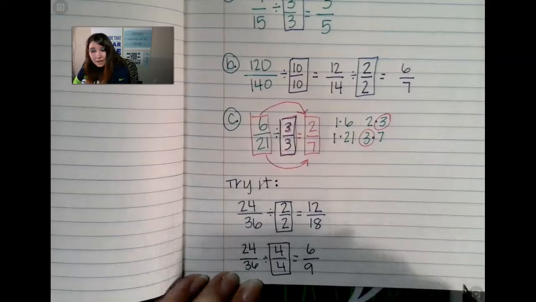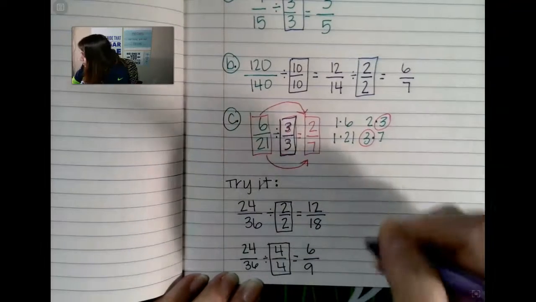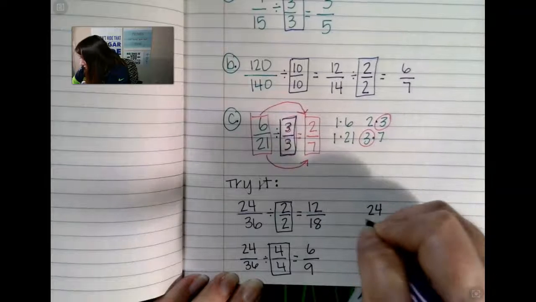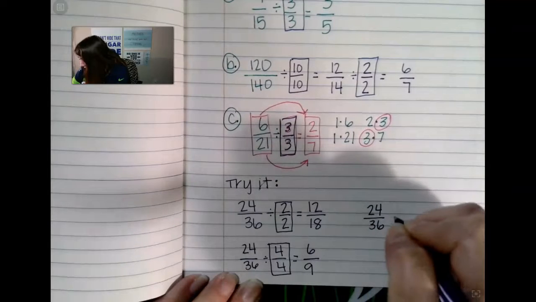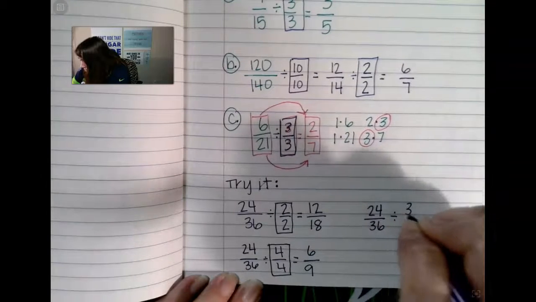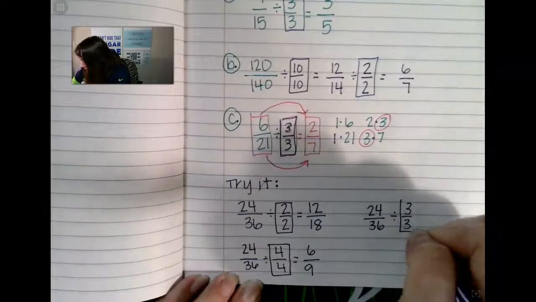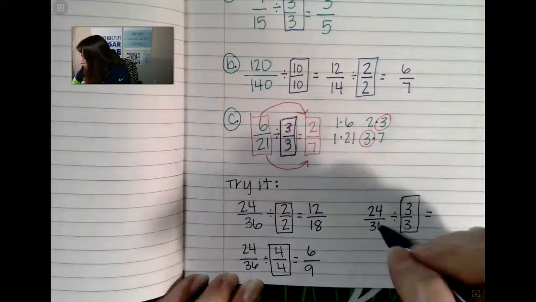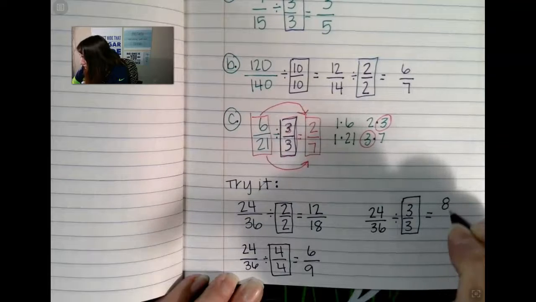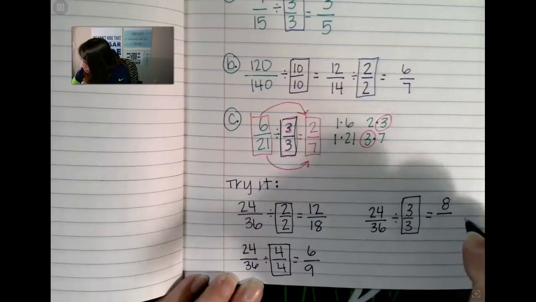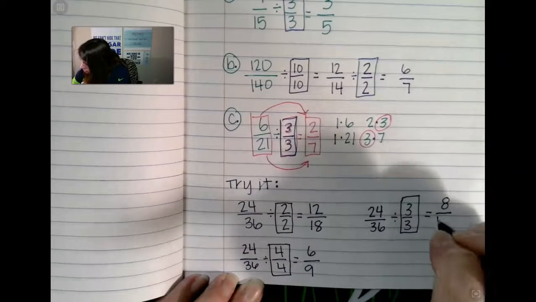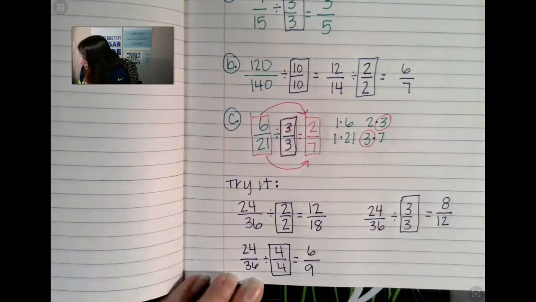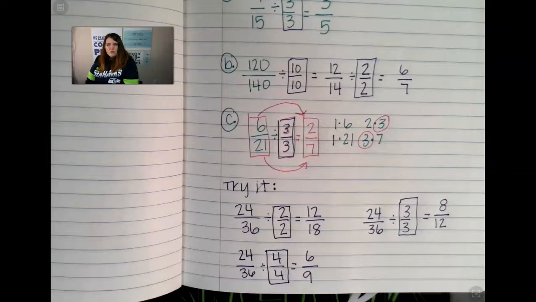Ooh, but wait, there's more. I could have even done 24 over 36 and divided it by 3 over 3. And when I do that one, my equivalent ratio would have been 8 over 12? Is that right? Yeah, 12. 8 over 12. That's craziness right there.